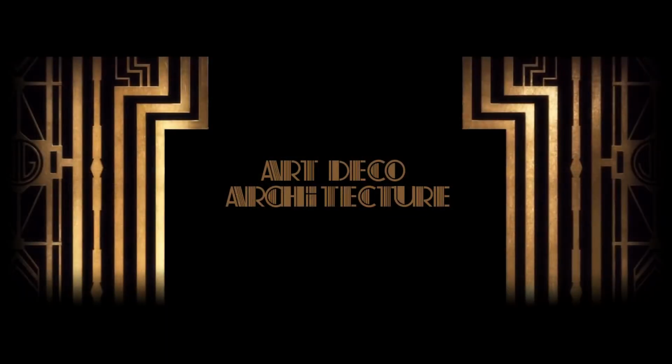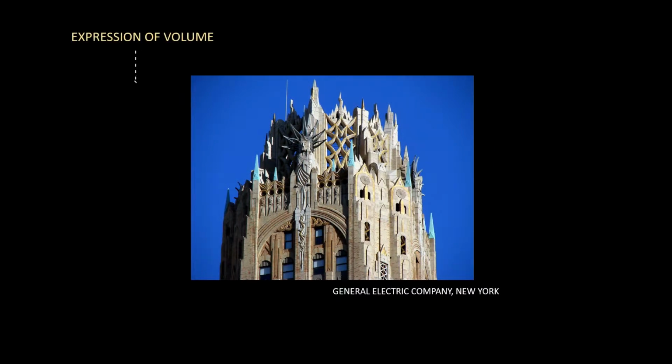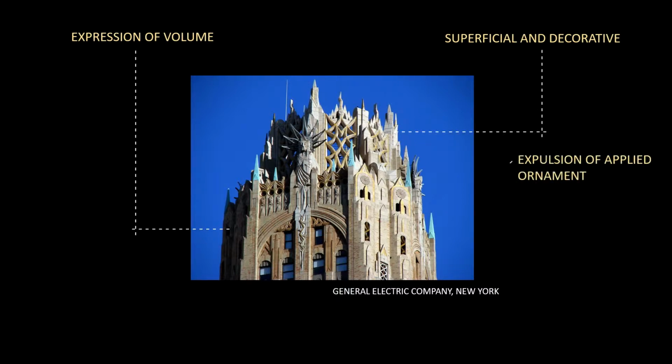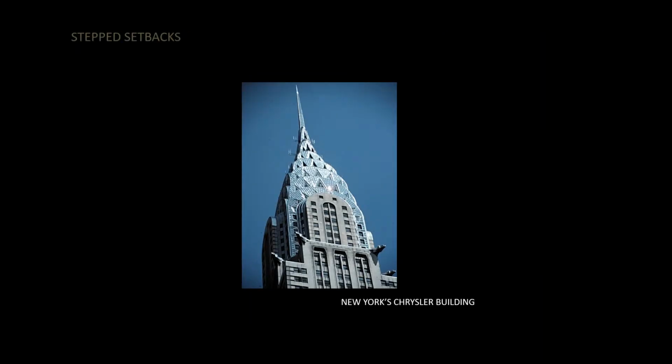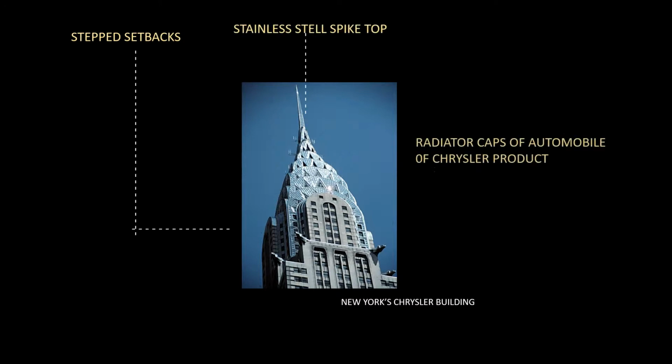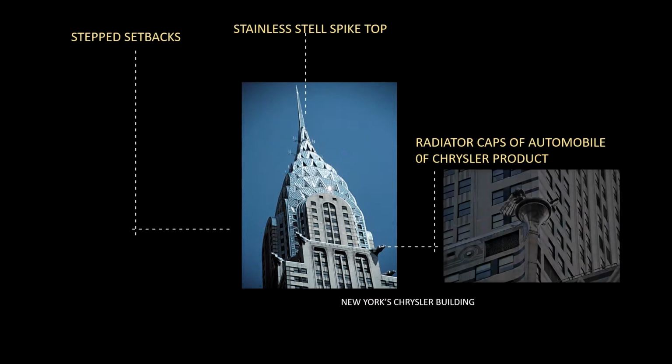Expensive natural materials were often used, such as jade, silver, obsidian, chrome, and rock crystal. Art Deco architecture has three main principles: the expression of volume rather than mass, the emphasis on balance rather than preconceived symmetry, and the expulsion of applied ornament. The intention was to create a sleek and anti-traditional elegance that symbolized wealth and sophistication.